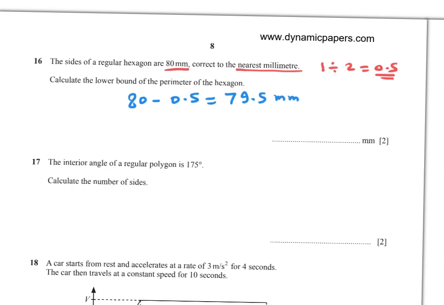Okay? Now we need the perimeter. So how many sides do we have in the hexagon? We have 6. So multiply this number by 6. So what is the answer? 477.